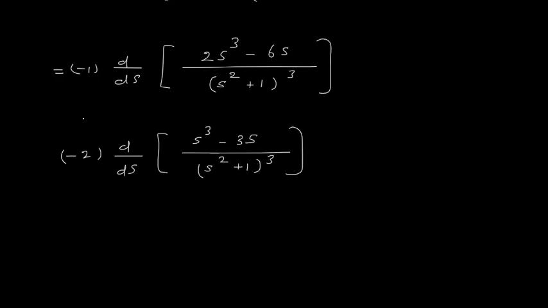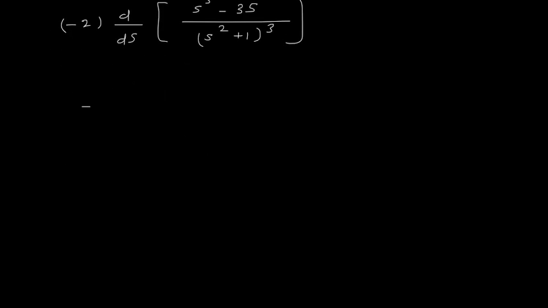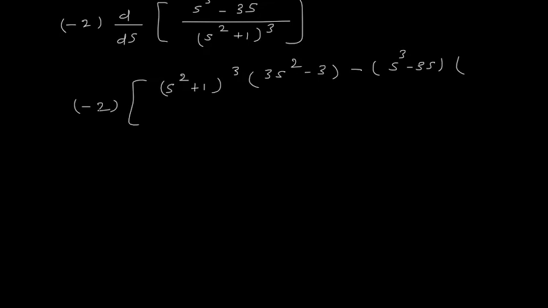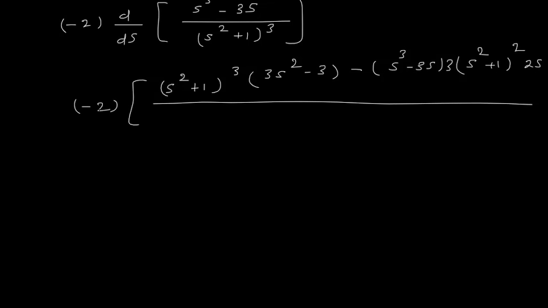Now again I will differentiate. It is minus 2. Here it is s square plus 1 the whole cube into derivative of this term is 3s square minus 3 minus, here I have s cube minus 3s. I will differentiate this part, so it is 3 into s square plus 1 the whole square into derivative of s square plus 1 is 2s whole divided by, now here I have s square plus 1 the whole power 6.